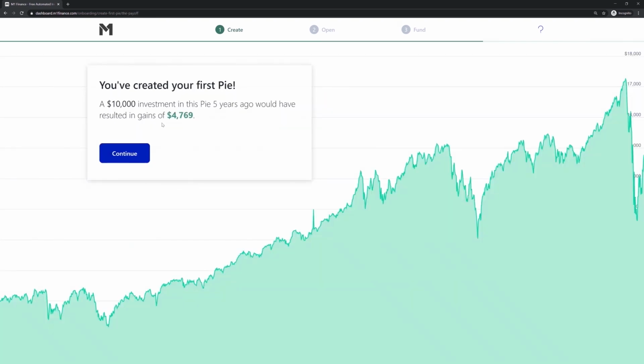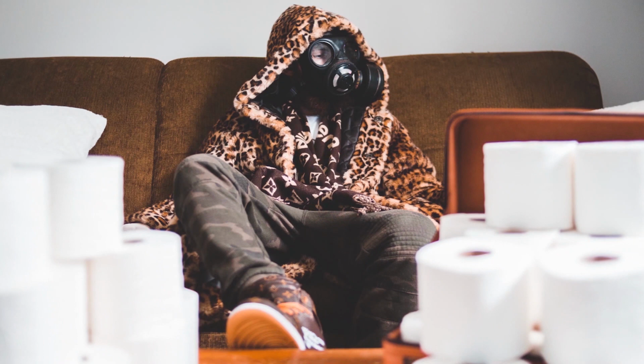Now, M1 tells us how our money would have done. So if we had invested $10,000 in this pie just 5 years ago, that money would have resulted in a gain of $4,769. What's actually really interesting about that analysis is that I'm recording this in April of 2020. Coronavirus has completely nuked the economy and things are crazy right now.